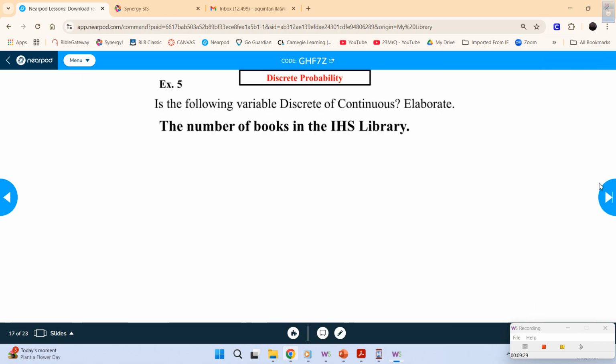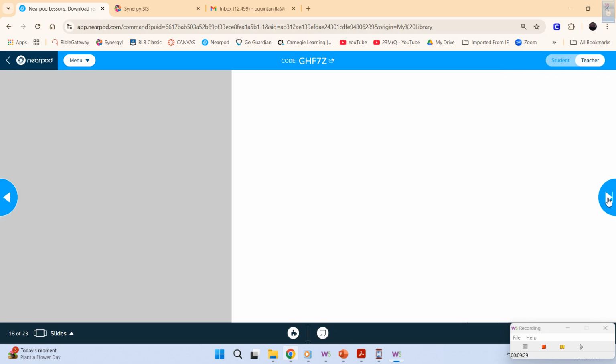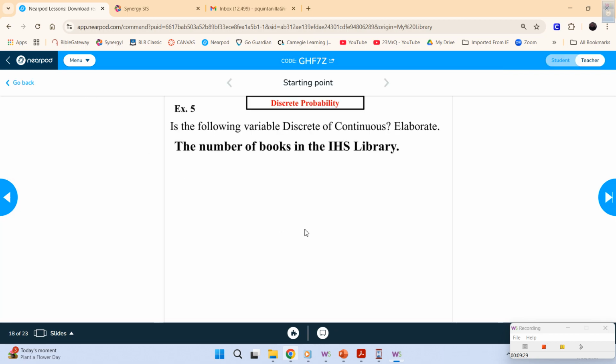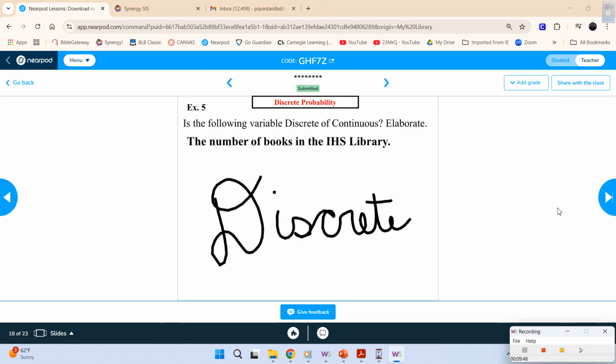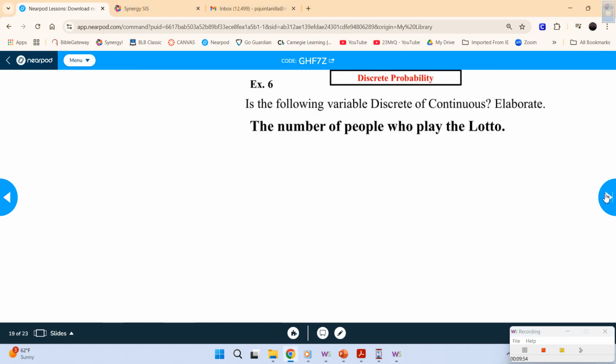Move on to the next one. Is the following discrete or continuous? The number of books in the IHS library. Tell your neighbor what it is and why. All right, looks like the majority says discrete. That is correct because there's only a finite number of books at the library. Let's go to the next one.